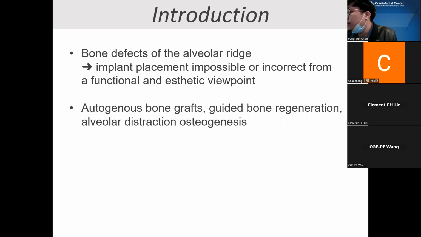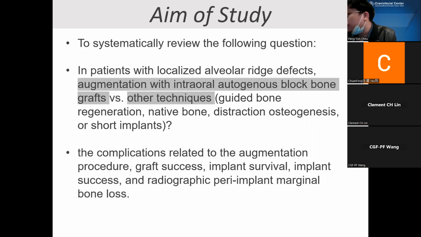A variety of surgical procedures have been proposed to augment the local bone volume of deficient sites, like autogenous bone grafts, guided bone regeneration, and alveolar distraction osteogenesis. However, it is still controversial which is the most reliable technique because there are no comparative studies.